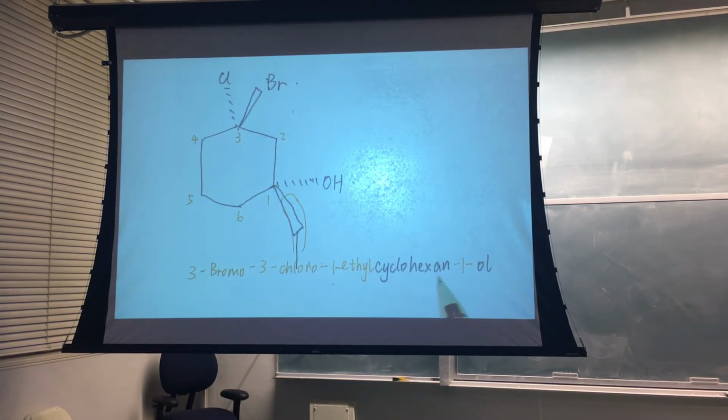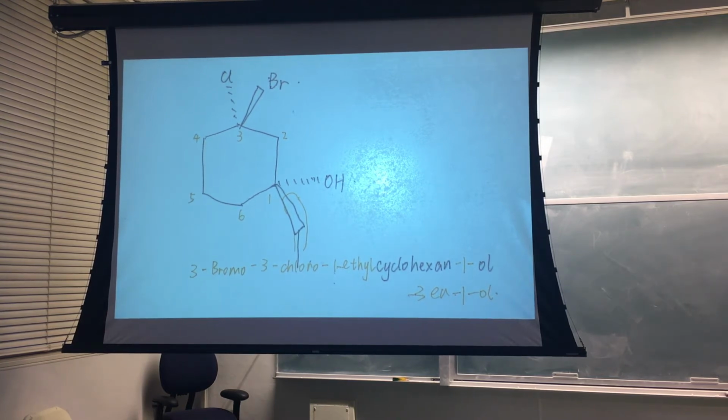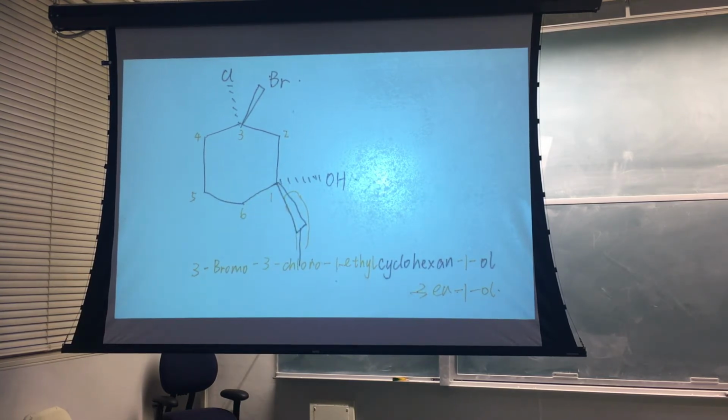In the future, you are probably going to see something like ENOL, which is a double bond, and then you are going to put a number on EN as well, so that's maybe 3-EN-1-OL. So I prefer this way, so I can see clearly where my functional group is. But both ways are correct if you put the 1 to the front. And then the rest is not that hard. Okay, so this is now a name.